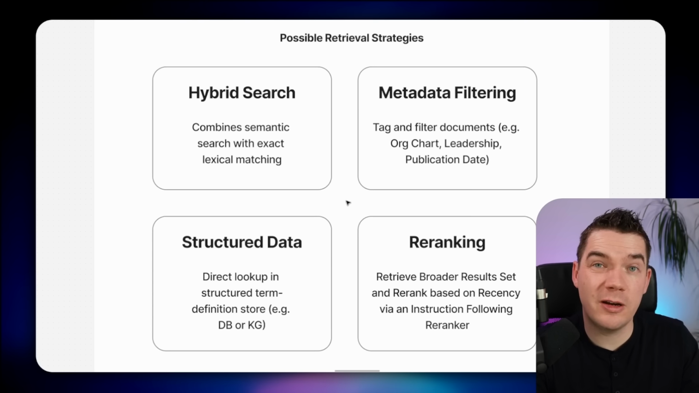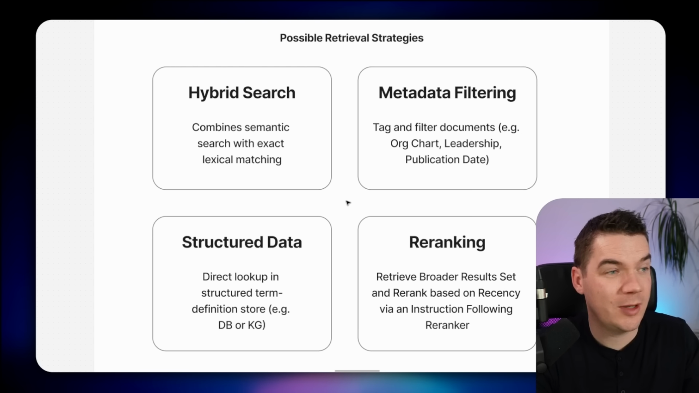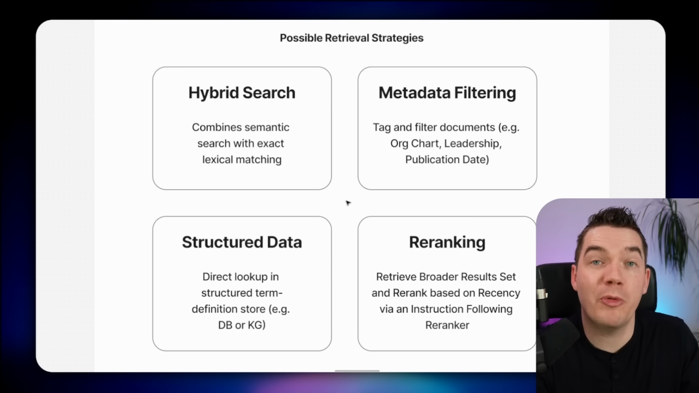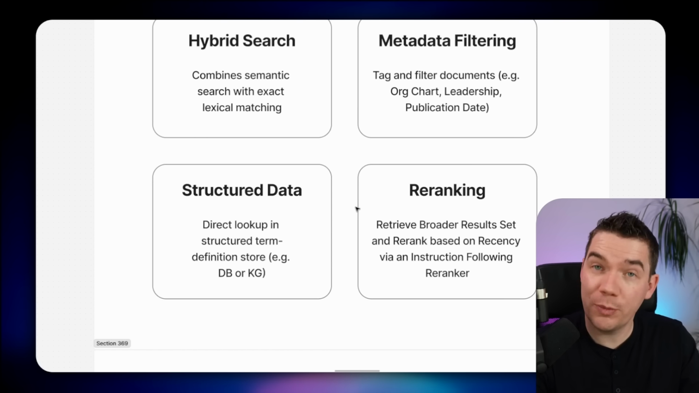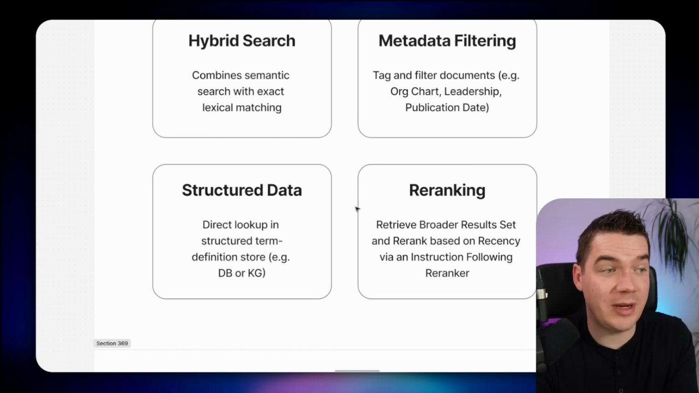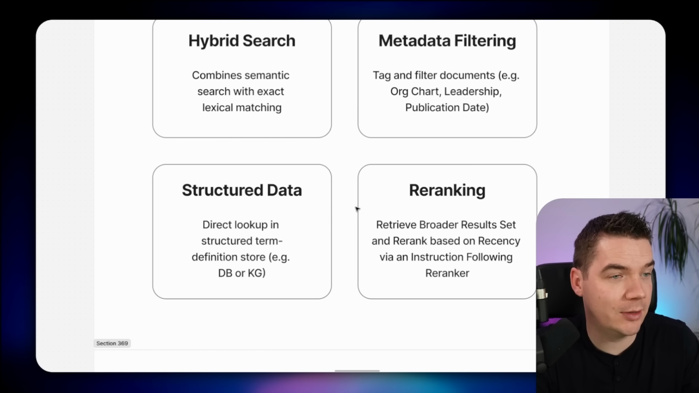Hybrid search might work here because CEO is an abbreviation, not full natural language, although I think CEO is pretty well represented in the training data of these embedding models. A structured data lookup could work of an org chart that could be in a knowledge graph or in a database table. And re-ranking is an approach here as well.